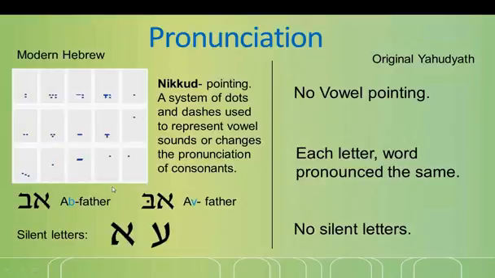I don't think I showed it on this presentation, but they are 5 vowels. Just like in our language, there's 5 vowels. In original Yahudyath, there's 5 vowels. There's some discrepancy. Some people say 6 vowels, but most say 5. All right.